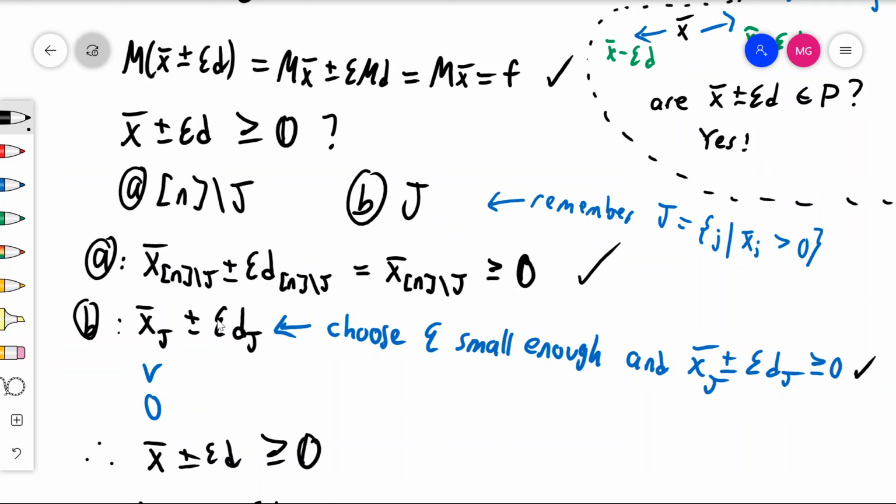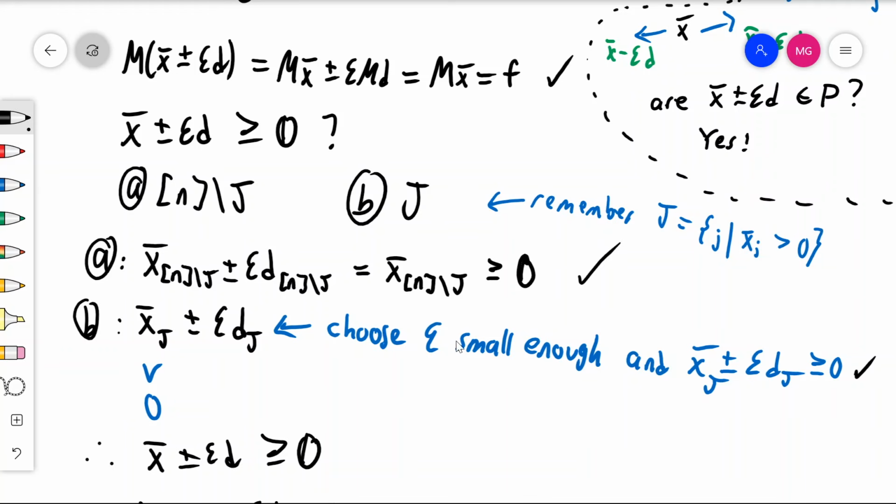So you just scale epsilon down small enough so that those components you subtract off are very, very small. They're small enough so that they don't overwhelm the slack that you have here. So I have something positive here, and I might be subtracting something here, but it'll be so small that the overall thing will still be non-negative, because we're just going to choose epsilon. You just do what this blue comment says. You just choose epsilon small enough so that these j components are still non-negative when you do x bar plus or minus epsilon dj.